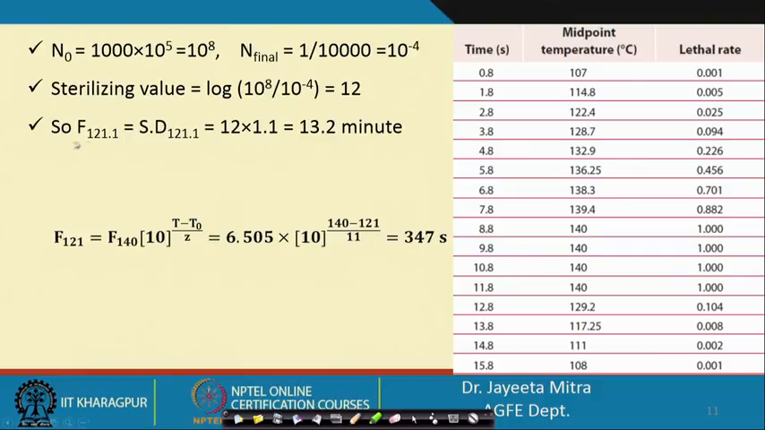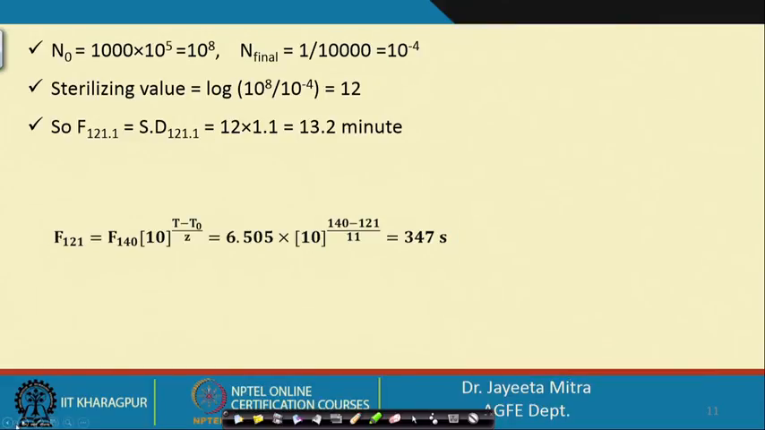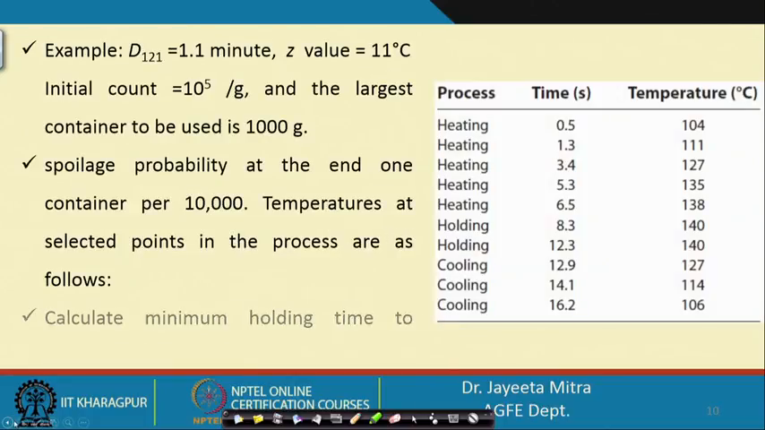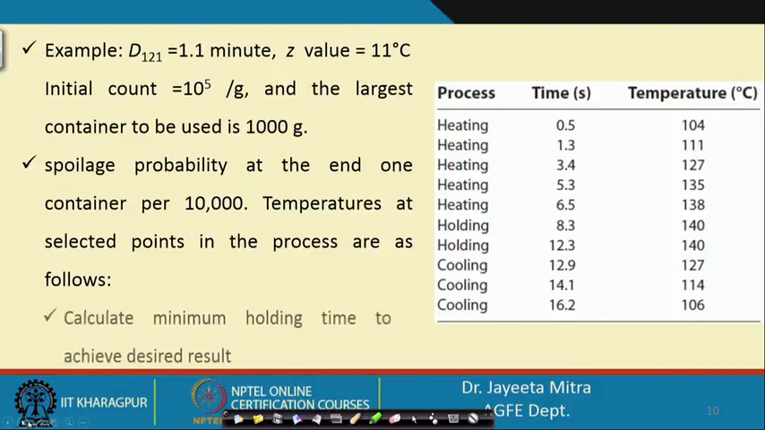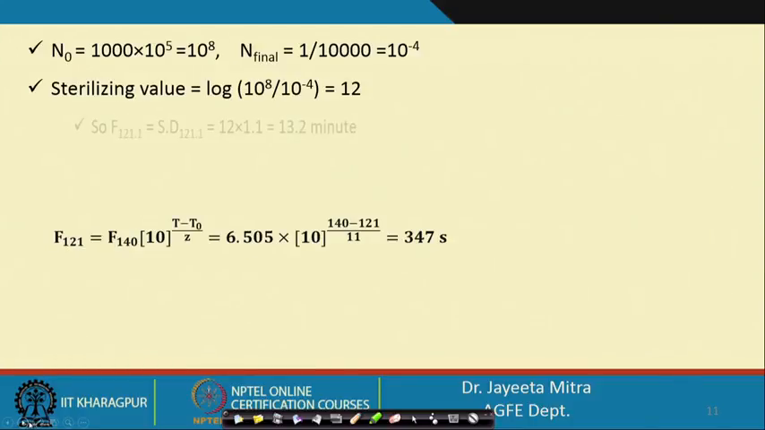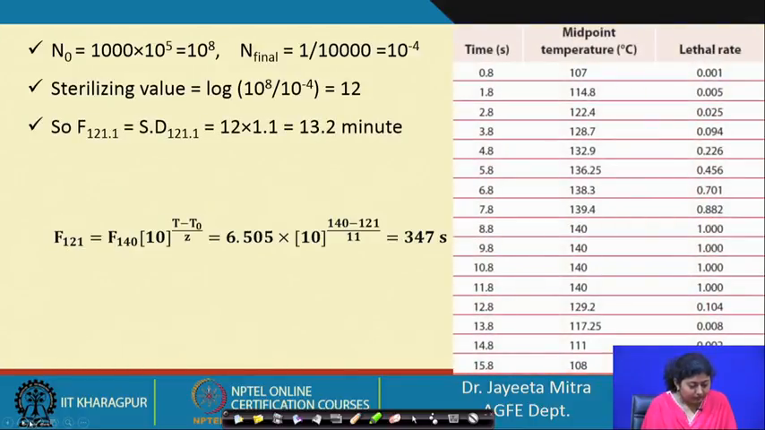Now, the F value at 121.1 is the sterilizing value S into D 121.1. For this microorganism, D 121.1 is given as 1.1 minute, and Z is given as 11 degree Celsius.